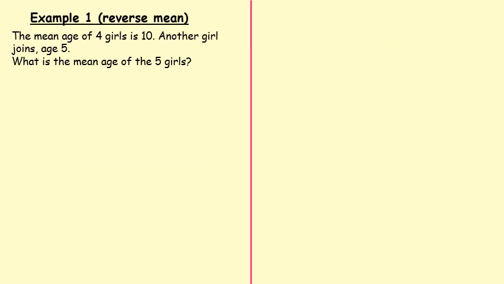So in this example, we've got a mean age of 4 girls of being 10 and another girl joins who's age 5. We now want to know what the new mean of 5 girls is. So in that previous example, we used the number of pieces of data. So we've got 4 girls here and the mean, and we multiplied them together to work out what our total was going to be. So that's going to be our first step here.